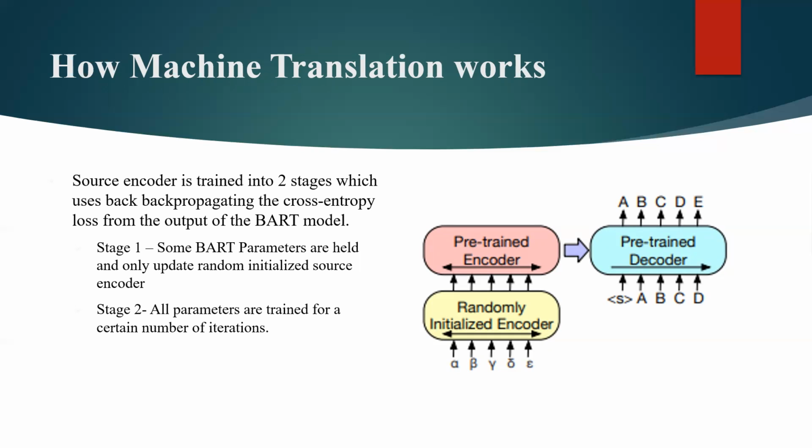So as you can see here, the randomly initialized encoder goes through, and then the pre-trained encoder and then the pre-trained decoder, which generates the exact translation we are looking for.